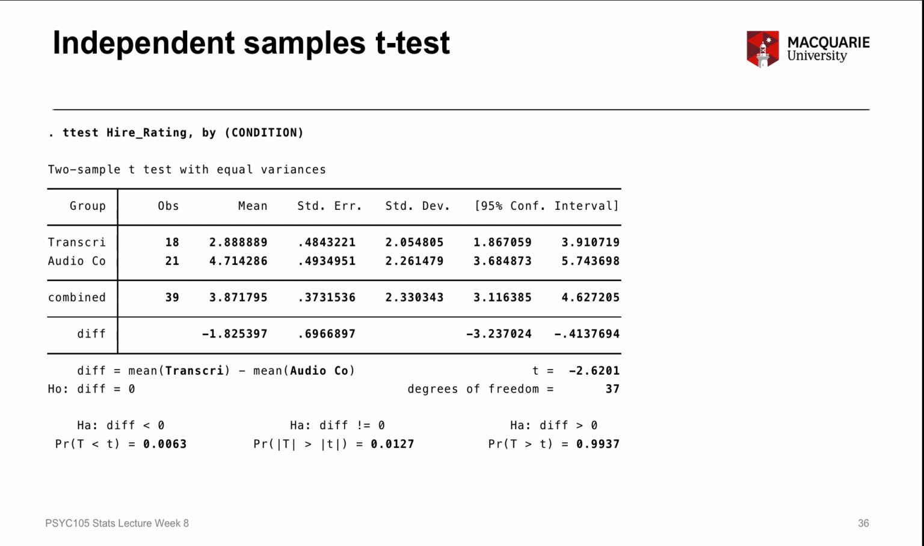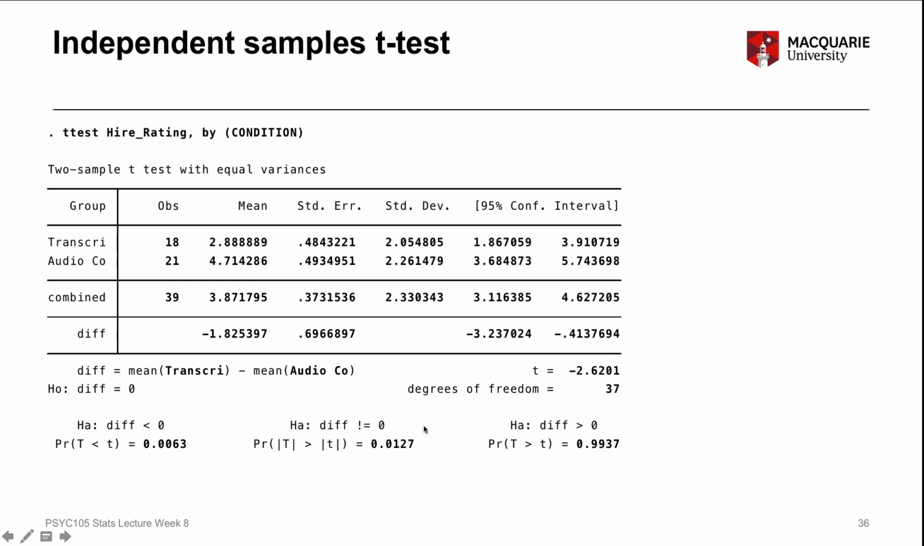So if we wanted to run our independent samples t-test, then this is our Stata syntax at the top here, t-test, hire rating by condition, and this is our output, which again looks reasonably similar to the other 2 t-tests that we've done previously. We can see the descriptive statistics for both of our 2 groups. We can see our t-test results here with degrees of freedom, and we can see our p-value in the middle here. So this 0.0127, that's our p-value that applies to this particular t-test.